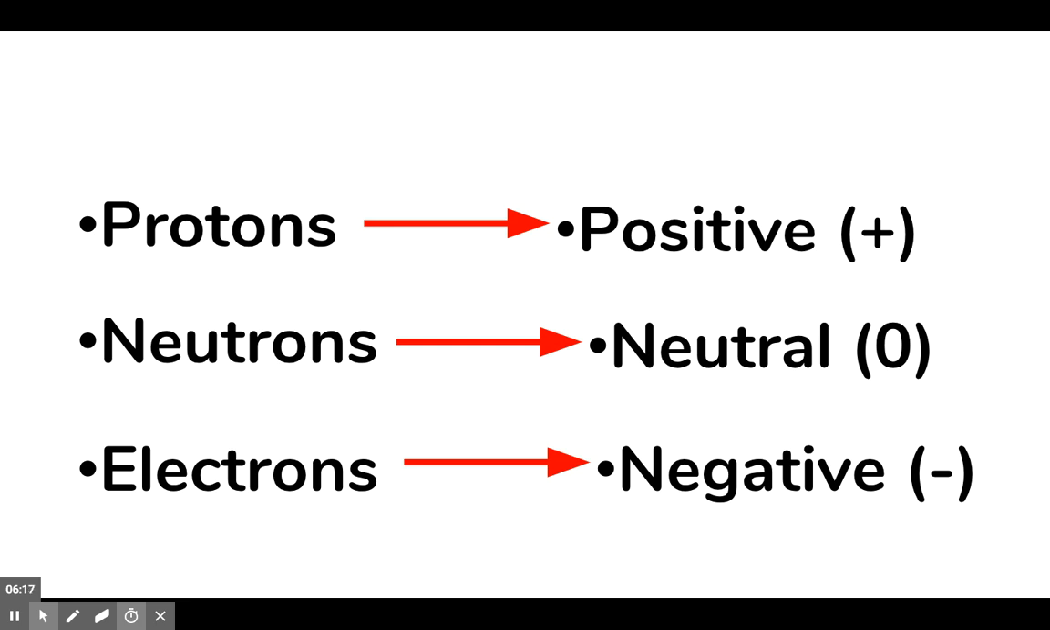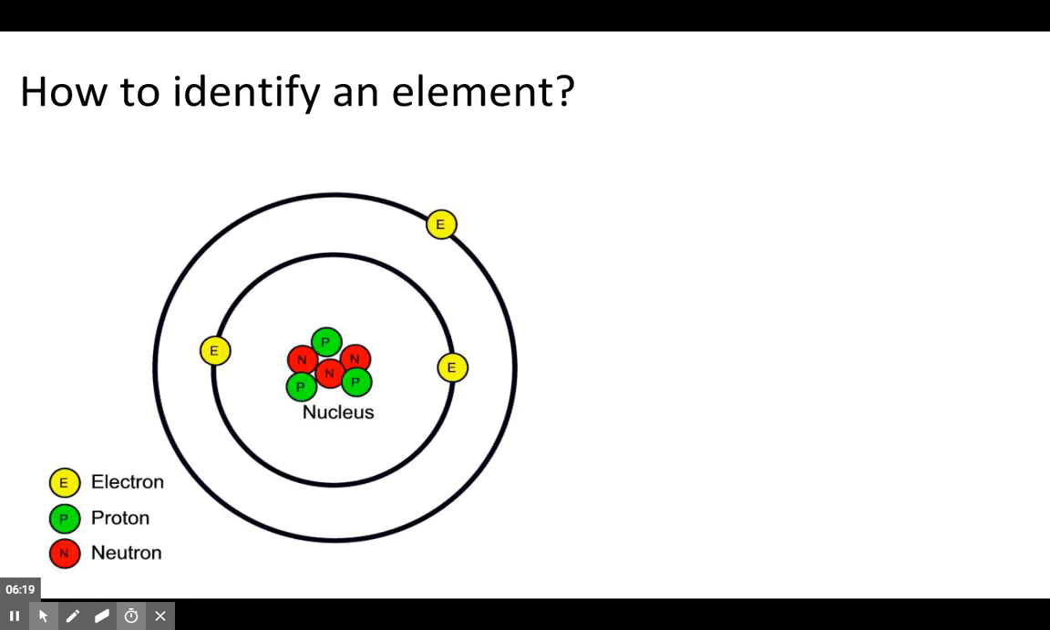Today we're going to focus on how to identify an element. So how can you find out exactly what this element is? So we learned about only one subatomic particle being able to identify the element, and that is the protons.